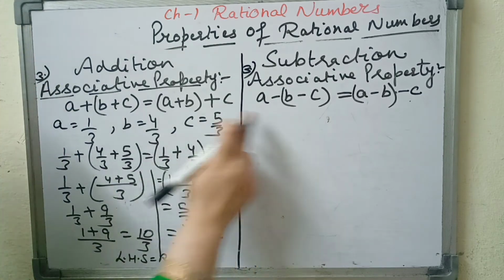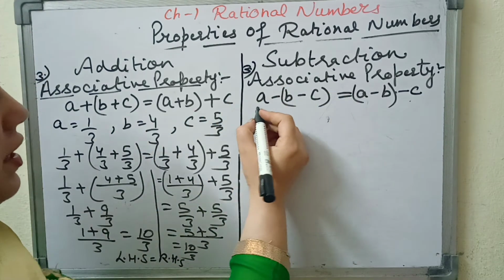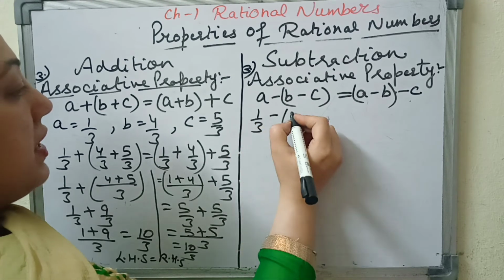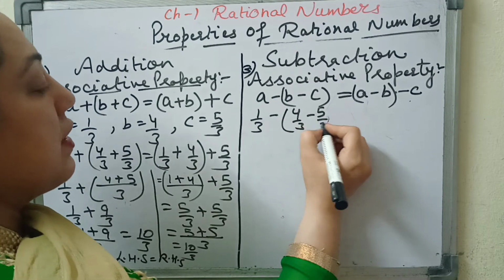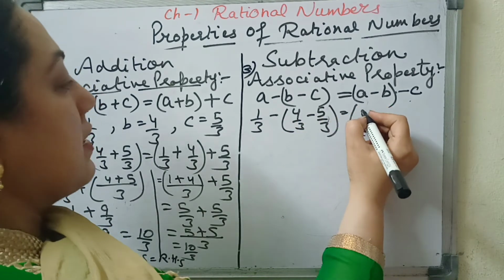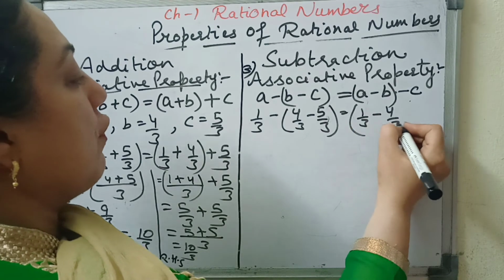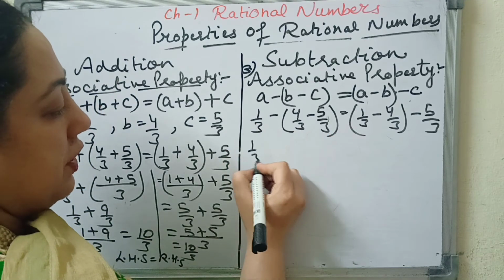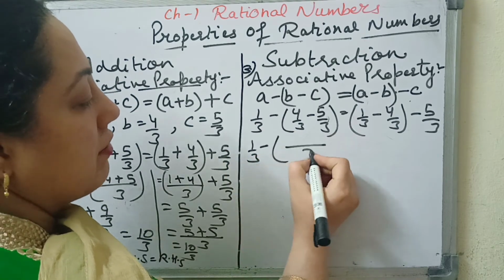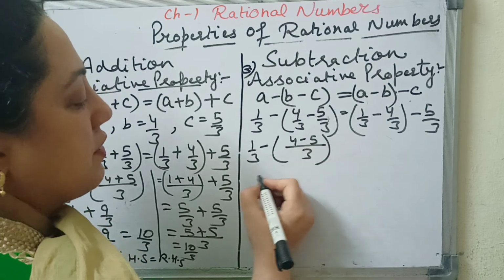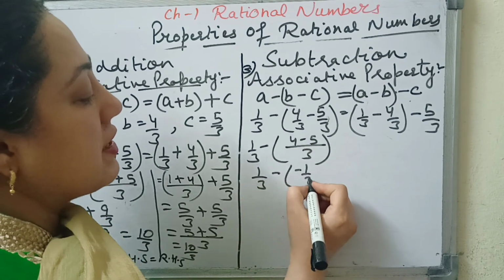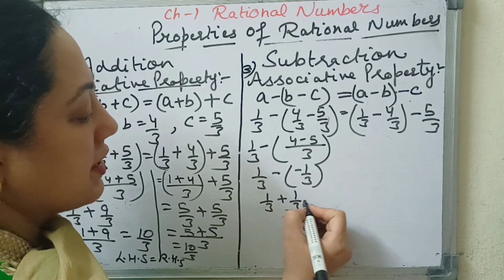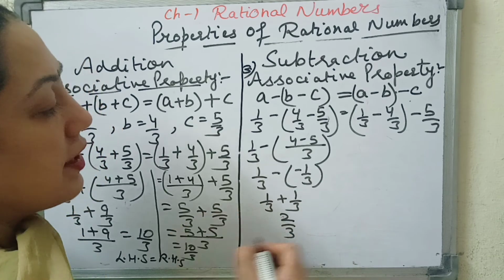But in case of subtraction, I again take the same numbers here. Now by putting the values, I will see A is 1 over 3 minus B 4 over 3 minus C 5 over 3. Here A is 1 over 3, B is 4 over 3 and C is 5 over 3. First of all, I will solve this bracket. 1 over 3 remains same. In this bracket, 3 is LCM and 4 minus 5 is minus 1. 4 minus 5 is minus 1 and minus minus, everybody knows it is plus. And 1 over 3 plus 1 over 3 is 2 over 3.